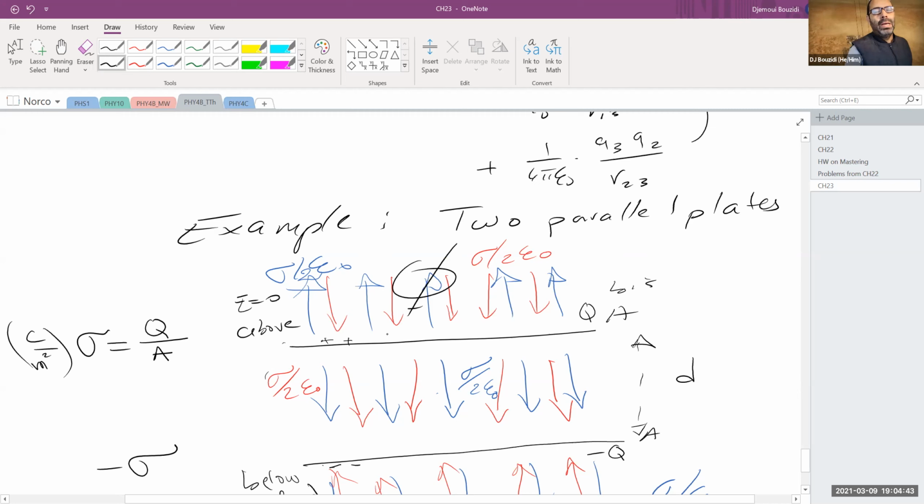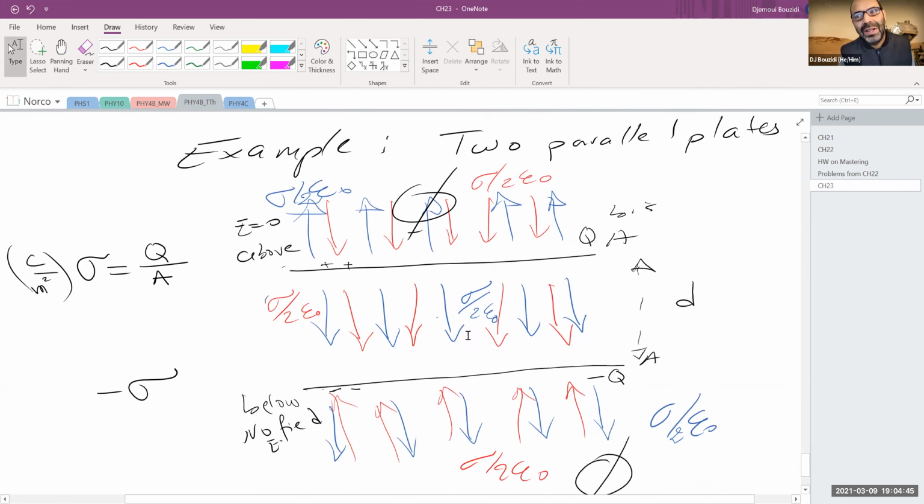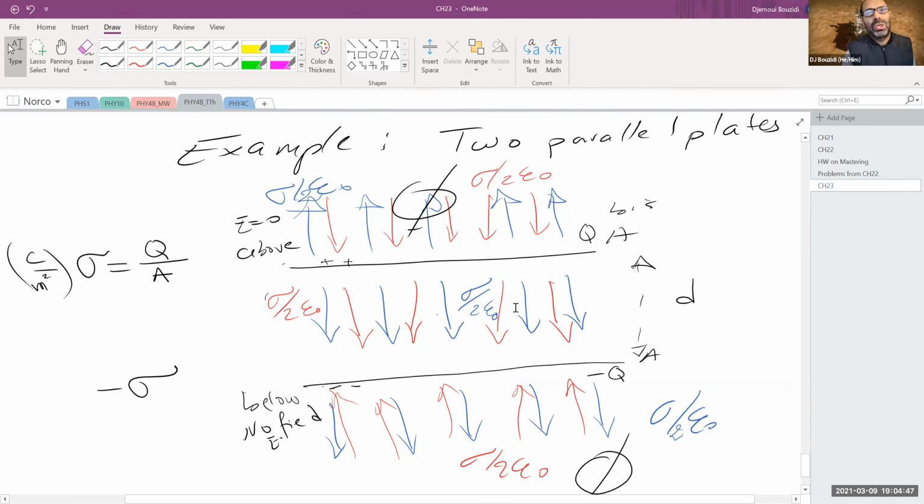A big fat 0 too. Okay. Now I want to know how much electric field is between the two plates. Between them, the red ones are going to their own friend, which is the negative plate, down. The blue ones are going away from their plate, down. Both of them have the same magnitude, sigma over 2 epsilon naught. So how much electric field do I have inside?